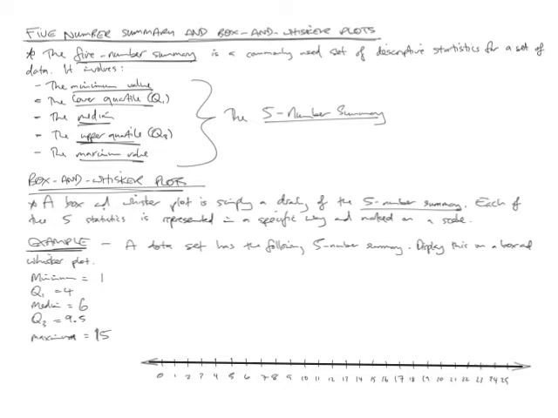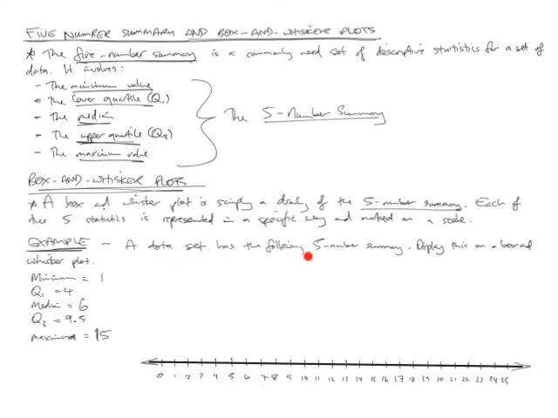So you're going to encounter this a lot, and it's a good idea to provide the 5-number summary of a lot of your data. That brings us to the idea of box and whisker plot. So a box and whisker plot is just a drawing of the 5-number summary, drawn in a specific way. Each of the 5 statistics is represented in a special way and marked on a scale.